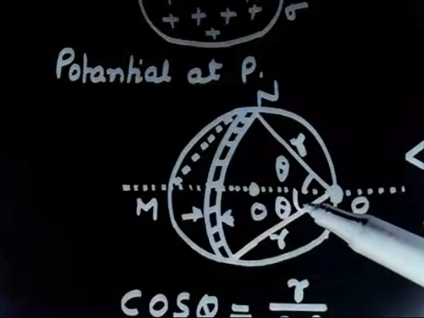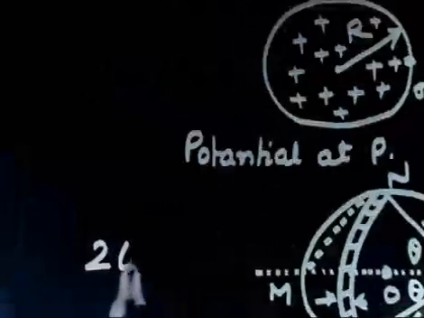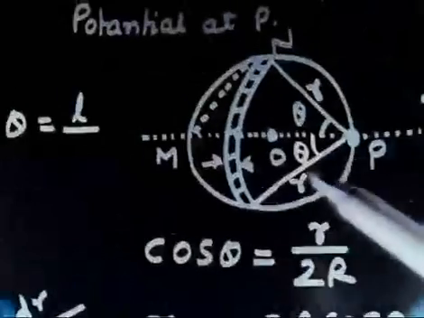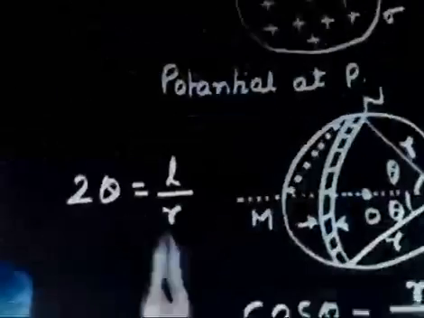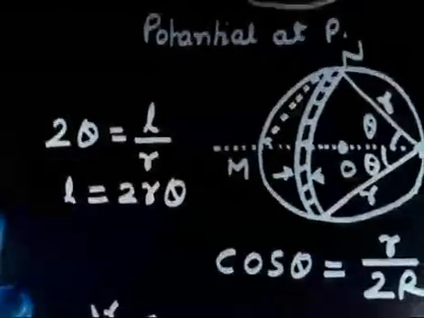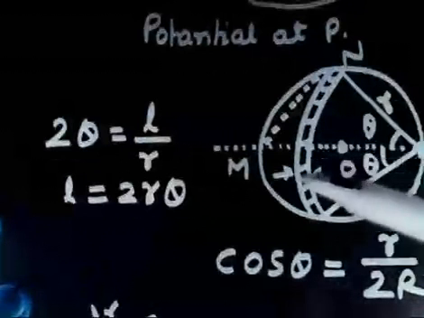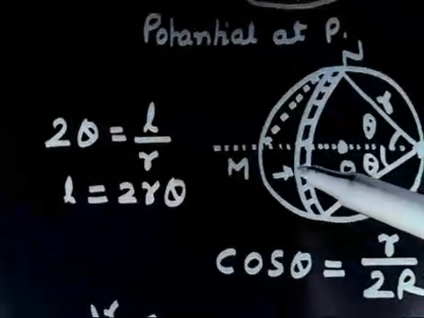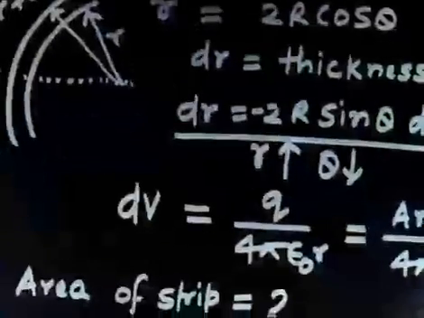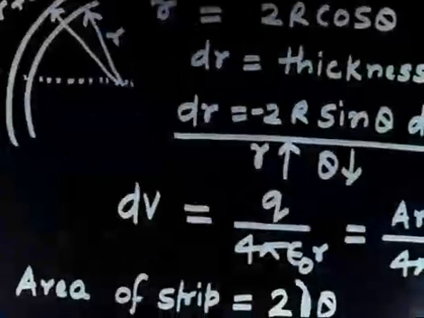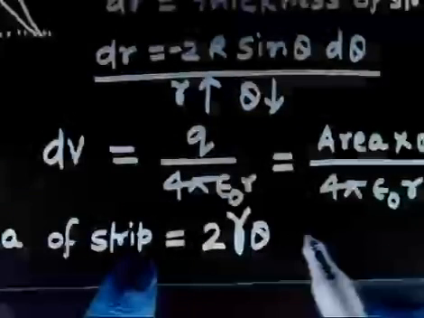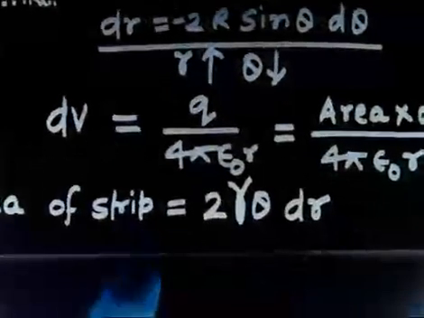Now if I apply theta equals L by r, that is 2 theta equals L by r. R is this small r. So L is nothing but 2r into theta. The length of this strip is 2r theta. If I multiply the length by the thickness, that is dr, I will get the area. So the area of a strip is 2r theta into dr.